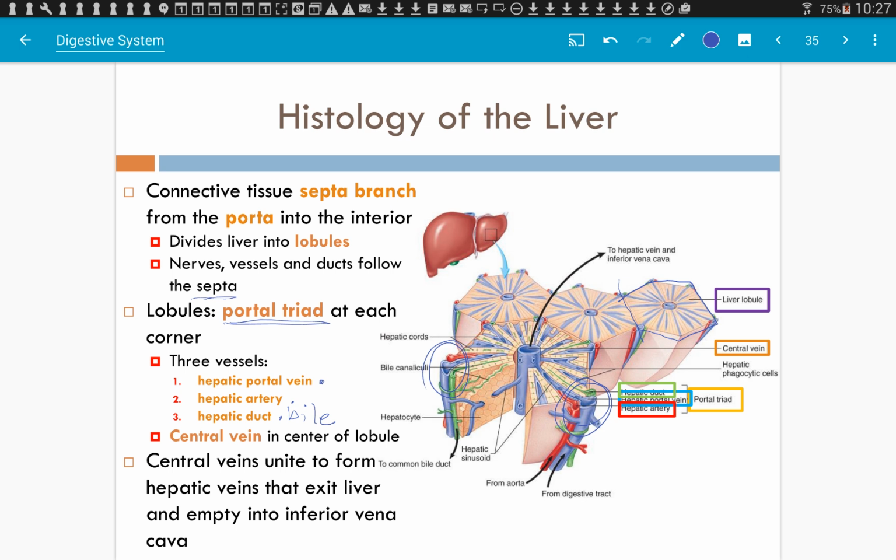Then you have the central vein, this guy right here. Okay, that's in the center of the lobule. That's taking the blood that has been filtered through the lobule towards the inferior vena cava. So after the blood's been filtered through the lobule, toxins have been removed, other things have also occurred, then the blood can pass on, go to the inferior vena cava, and then enter the rest of the circulatory system.